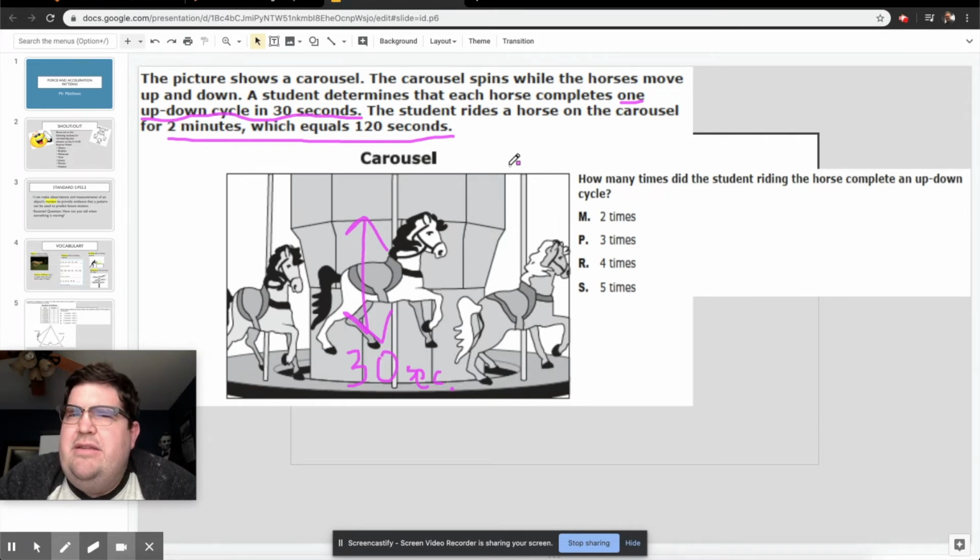1 minute's how many seconds? All right, good. 1 minute, 60 seconds. So we just multiply that by 2, which is how they get the 120. All right, let's go to the problem.